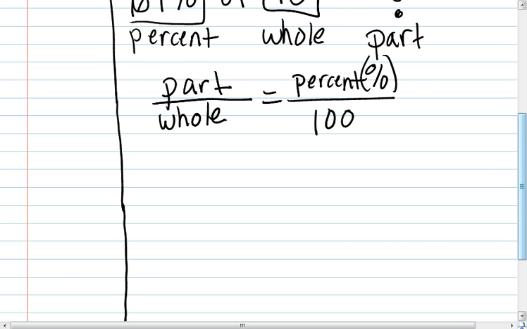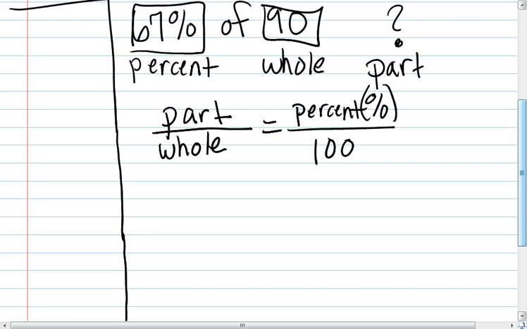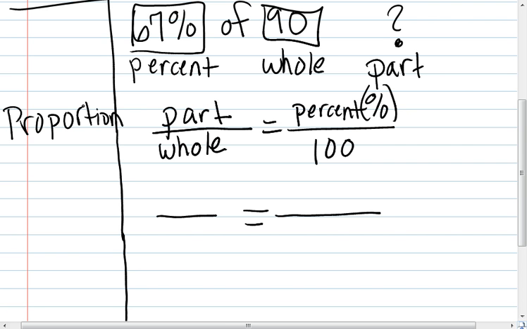So now we're going to solve our first example problem. 67%, that's our percent. So we're going to set up our formula, which looks like a proportion. And when you set it up, you're going to put the 67 on the right-hand side on the top. And 100 is always going to go on the bottom because percent is always out of 100.